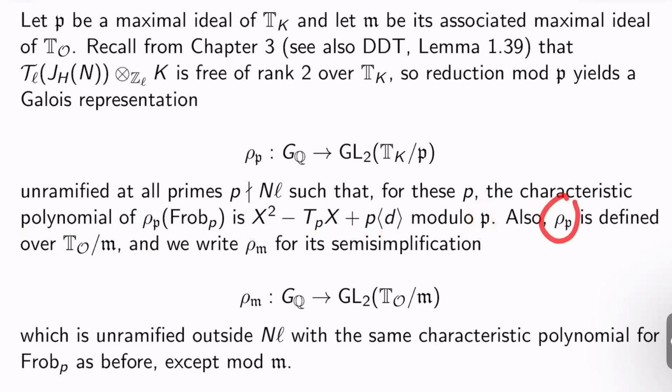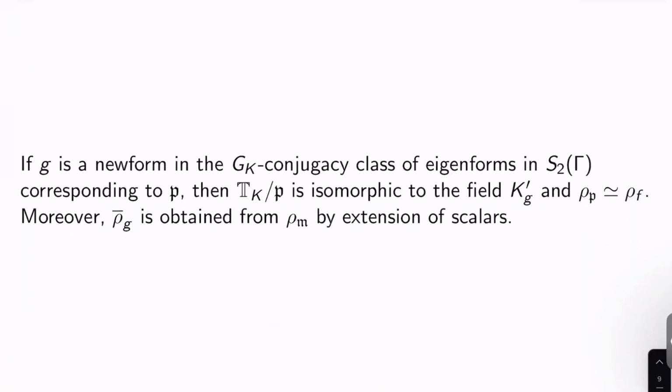Also, rho_P is defined over T_O mod M, and we write rho_M for its semi-simplification from G_Q to GL2 of T_O mod M. And this is unramified outside NL with the same characteristic polynomial for Frob_p as before, except mod M instead of mod P. Okay, all standard stuff, just background.